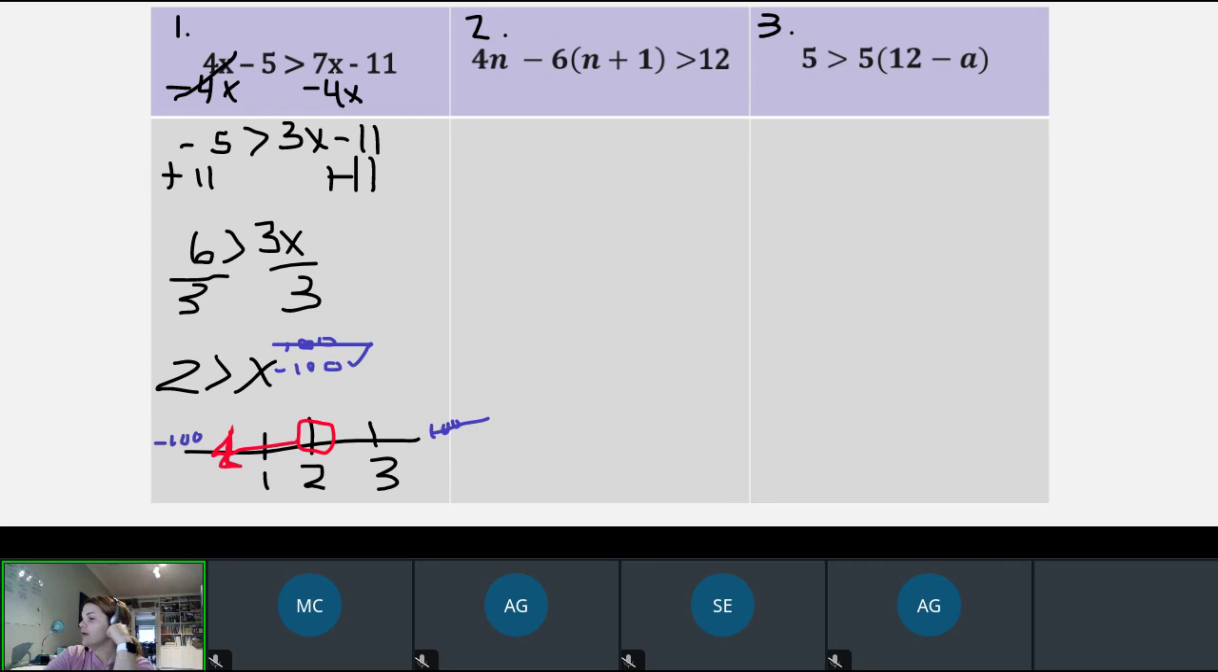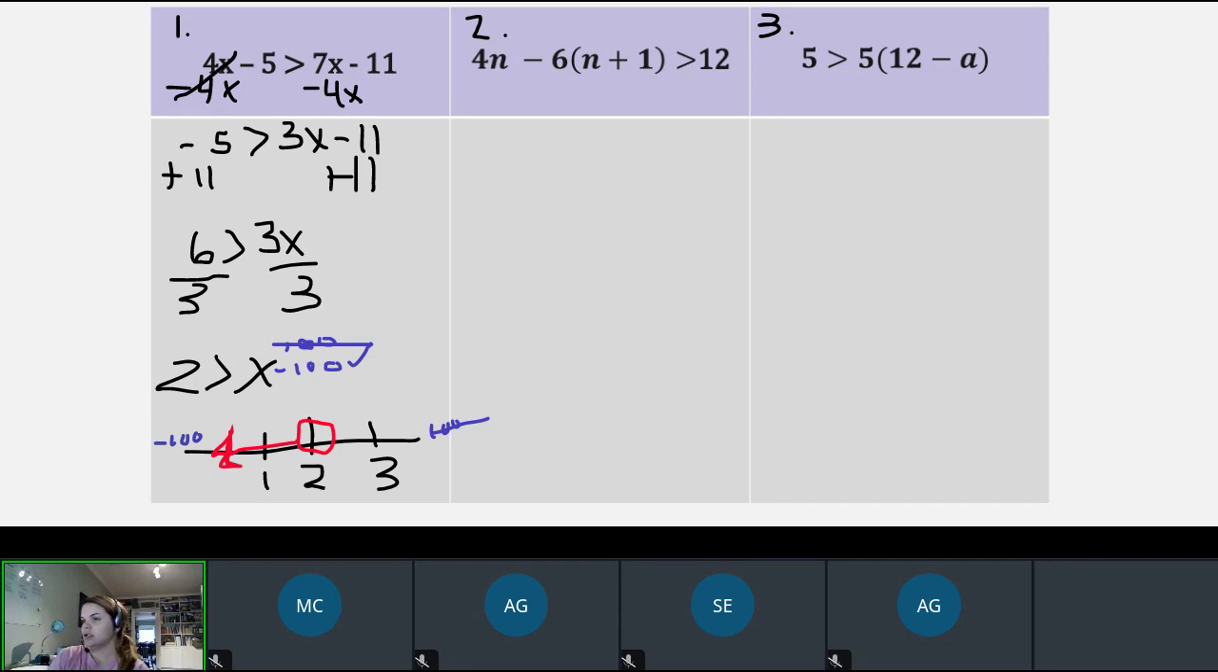Okay, so that's a good question. I did not flip this sign because the only time we flip a sign is if I multiply or divide by a negative number. So in this problem, I subtracted, so that doesn't change anything. I added, that doesn't change anything. And then I divided by a positive 3. So since I divided by a positive number, I don't flip the sign. Good question.